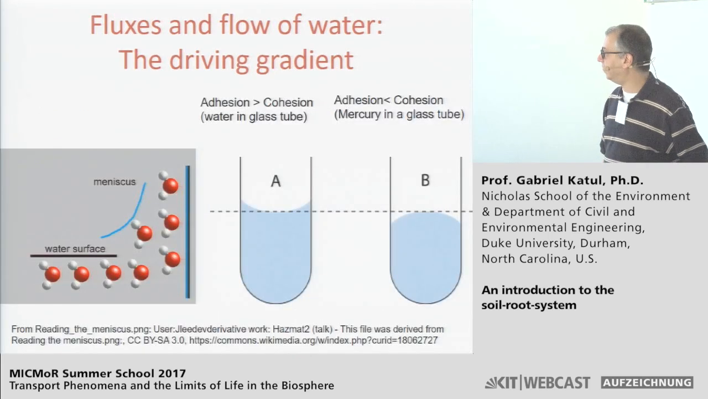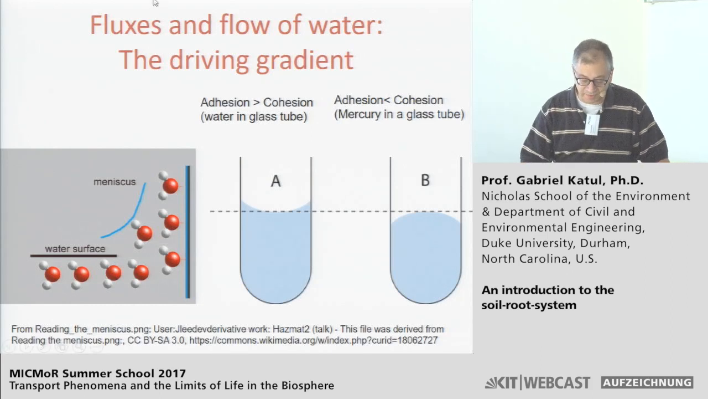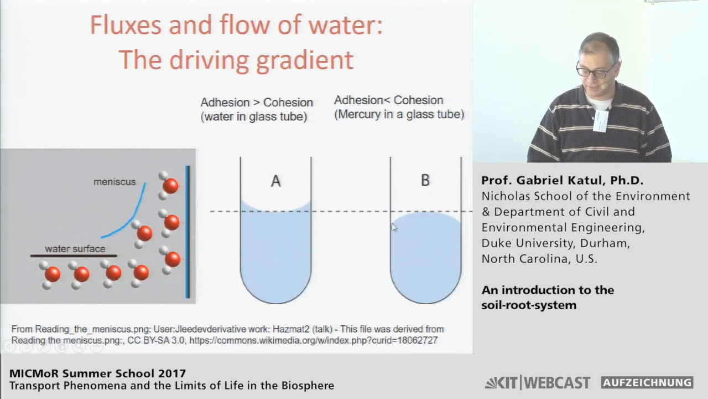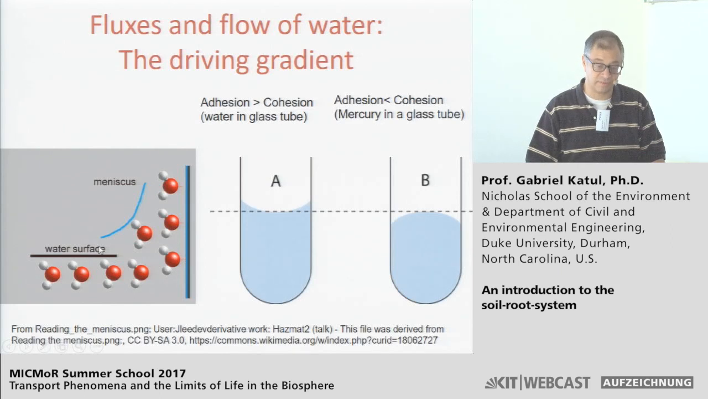So for example, in the case of water in a glass tube, you find that the meniscus is more like that, whereas in the case of mercury in a tube, you find the meniscus is like this. And why is that? Well, in the case where adhesion exceeds cohesion, there is a tendency for these water molecules to attach themselves to the solid surface, and so this attachment actually pulls the water molecules up, and they're still held together by cohesion.